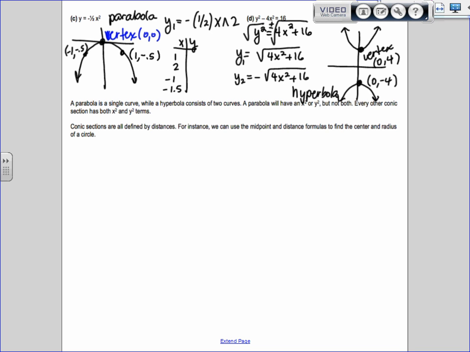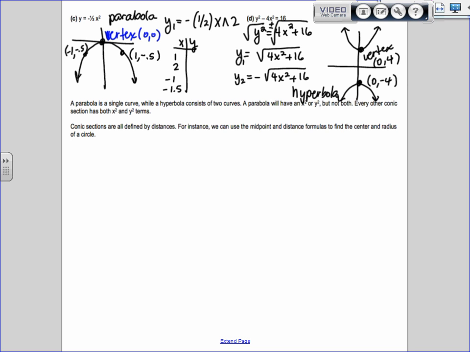All right, so at the bottom it says a parabola is a single curve, while a hyperbola consists of 2 curves. They're not perfect, like they're not parabolas. Don't think they're exactly the same shape as a parabola. So in the equation for a parabola, it will have an x squared or a y squared, but it's not going to have both. It's not going to have x squared and y squared. So for instance, on C, I have y equals negative 1/2 x squared.